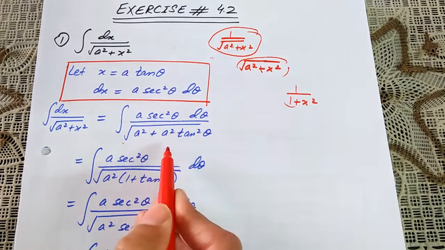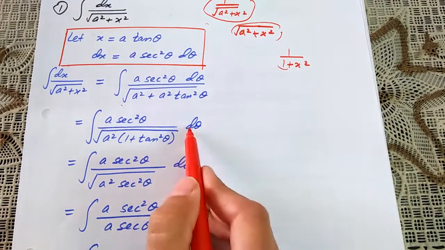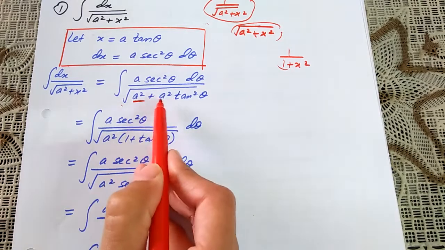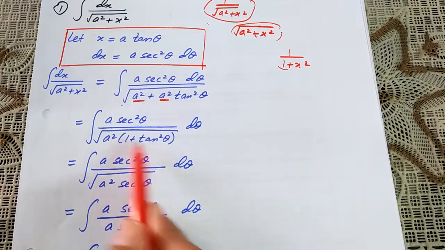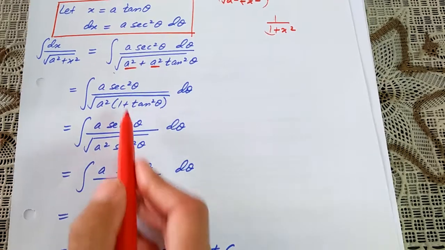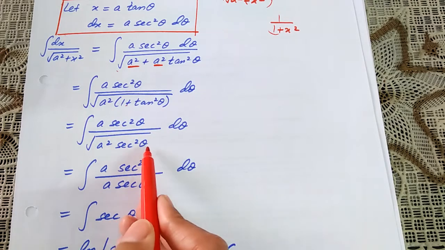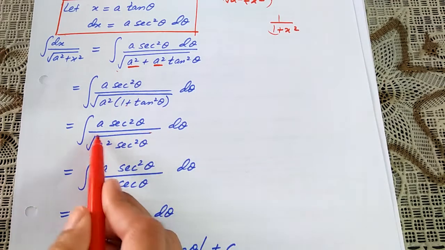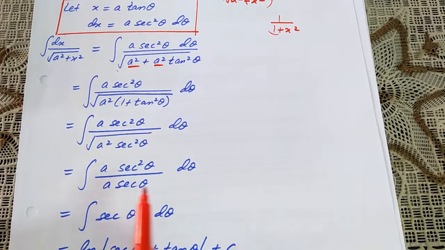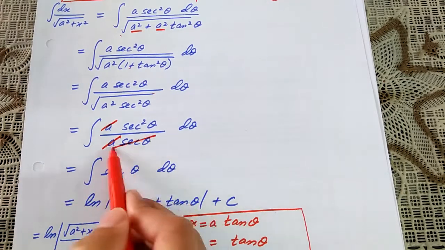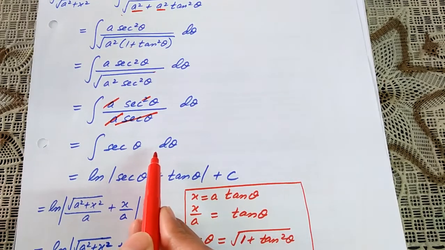Now just simplify this integral. A secant square of theta is taken as it is, and I have separately written d theta. Take a square common from inside the square root, and we get 1 plus tangent square of theta. You know very well this is an identity and it equals secant square of theta. Taking this square root, we get secant theta. Now we can cancel a with a, and secant theta with one secant theta, so we get the integral of secant theta d theta.